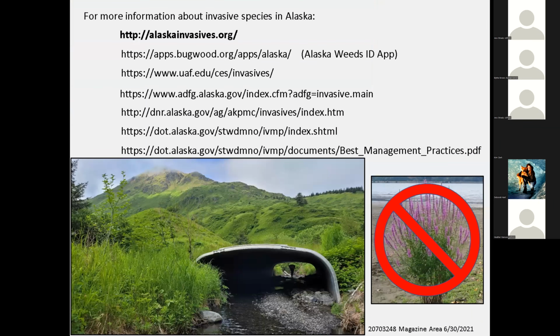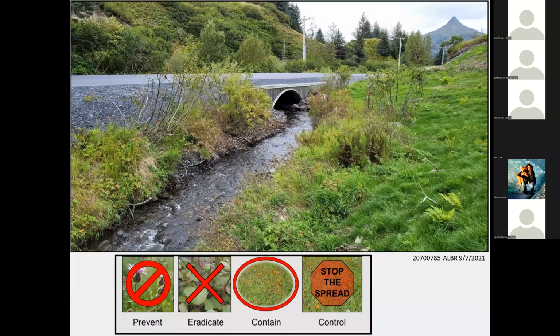There are many websites for more information. I'm sure I missed a few and don't expect you to scribble them down before I click to the next slide. The alaskainvasives.org site is a good place to start with links to other sites. With proper planning, best management practices, and follow through, you can prevent the spread and impacts of invasive species in your stream crossing project.